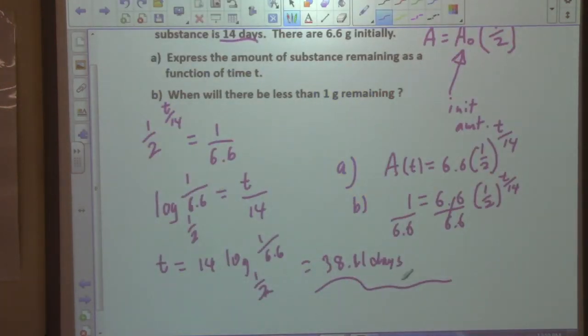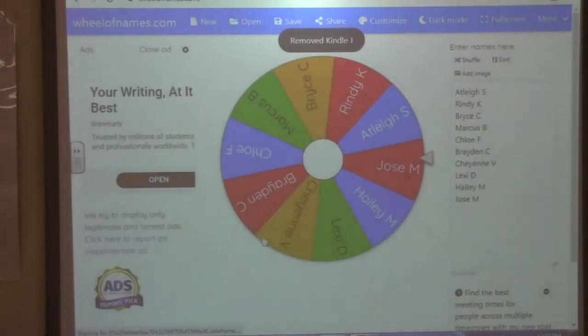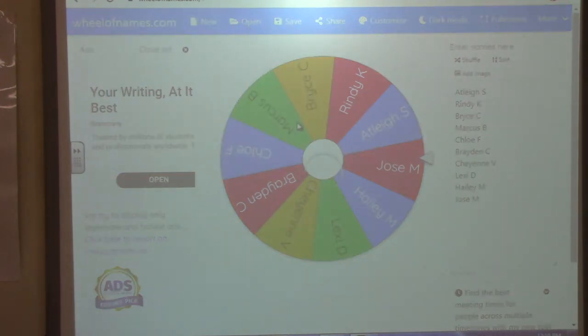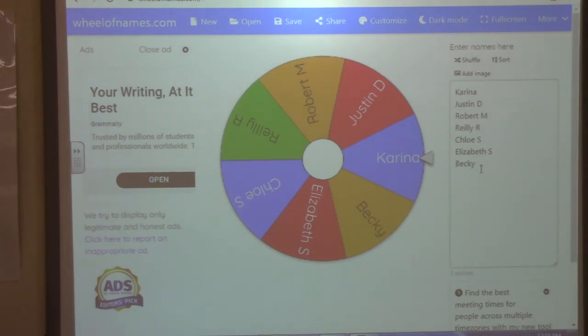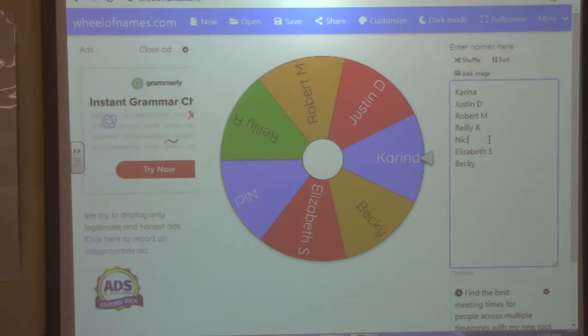Can you stay right here for a second? And what I want to do for a similar problem, the next one, is I want to go to our wheel. I'm going to choose people. And open. And here's what we're going to do for this one. If I could spell Nicole, that'd be great. So there it is, right? Yep. Okay.